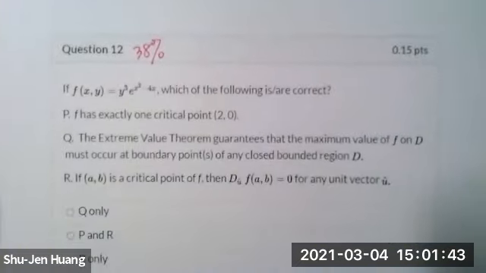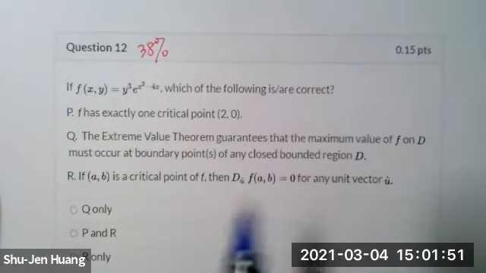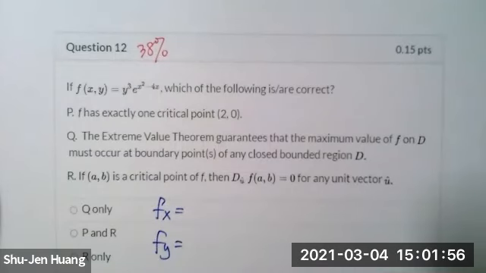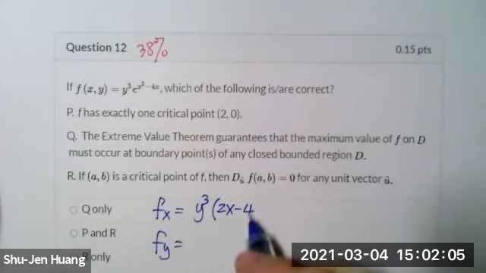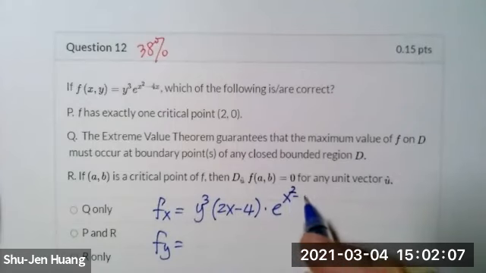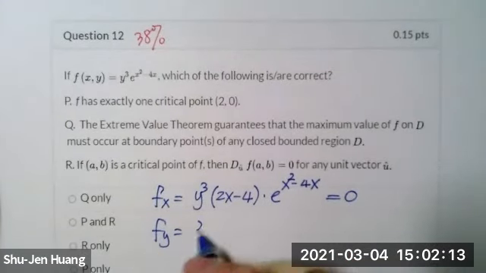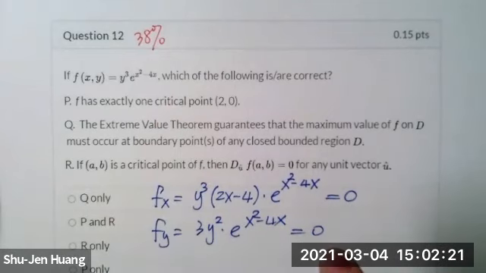Now let's look at question 12. We have the function, and first it asks us for the critical point. To find the critical point, we need to find the partial derivatives. Take the partial derivative with respect to x. Then we have y cubed times (2x minus 4) times the e function, and set that equal to 0. Take the partial derivative with respect to y, we have 3y squared times the e function. Is that good? And to get the critical point, both of them equal 0.